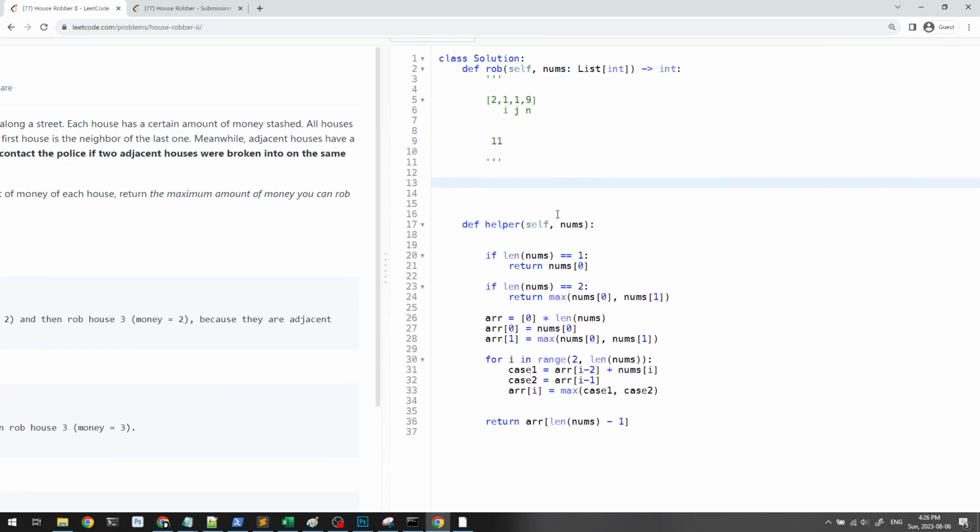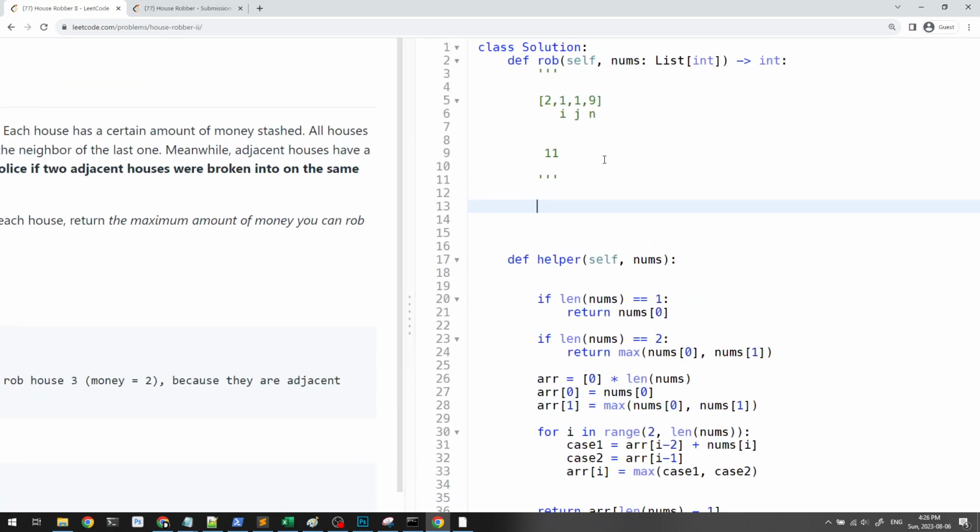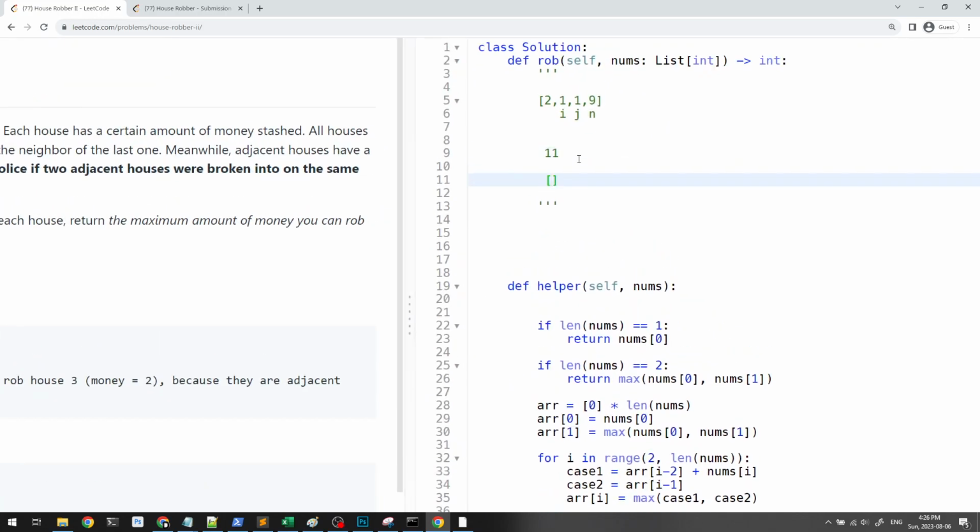Now, why did I put it inside of a helper function? Well, notice in this case what we are given is that the houses are placed in a circle. So if you think about it, let's say we have a bunch of houses here. At no point can we rob this house and also this house. So it doesn't even make sense for them to be in the same array, because we can never rob the two adjacent houses at the very end, right?